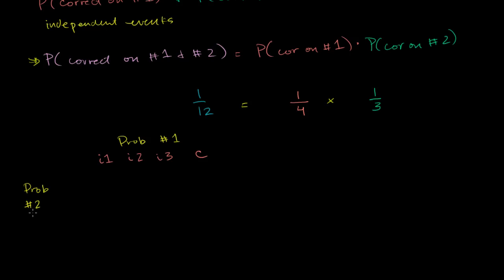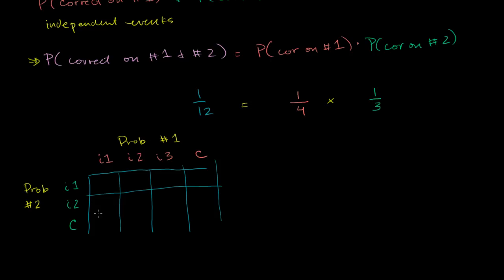Problem number 2 has 3 choices, only one of which is correct. So problem number 2 has incorrect choice 1, incorrect choice 2, and then let's say the third choice is correct. It's not necessarily in that order, but we know it has 2 incorrect and 1 correct choices. Now, what are all of the different possible outcomes? We can draw a little bit of a grid here. Let's draw all of the outcomes. Each of these cells or boxes in the grid is a possible outcome.